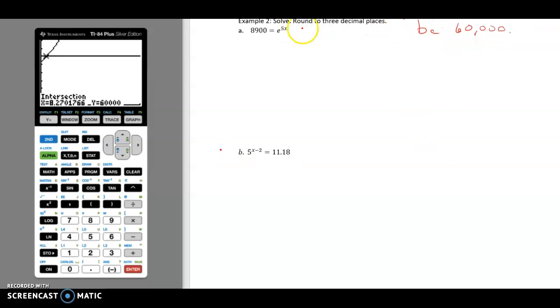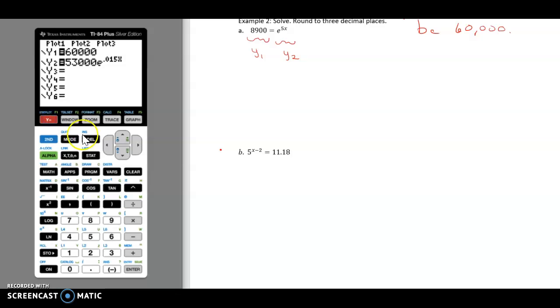Example 2. Solve, and we're going to round to 3 decimal places. So here we have 8,900 equals e raised to the 5x power. So this is an exponential equation, right? This is the exponential expression right here. You can see the variable is in the exponent. And so here we're going to use the intersection method again. The left side of the equation is going to be our y1. The right side is going to be our y2.